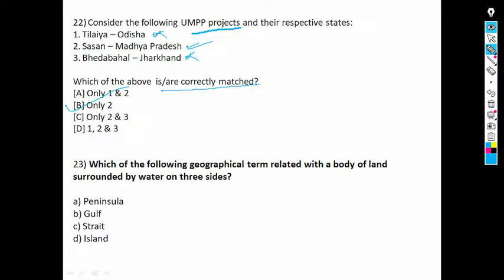Next, look, which of the following geographical terms relates to a body of land surrounded by water on 3 sides? A body of land surrounded by water on 3 sides. So this is nothing but the peninsula. Just for example, we can say the Indian peninsula.